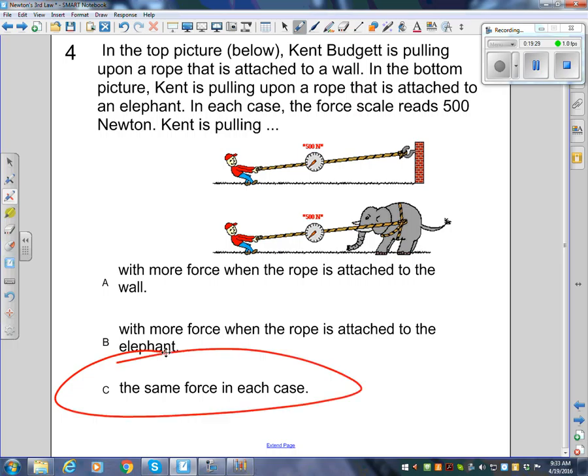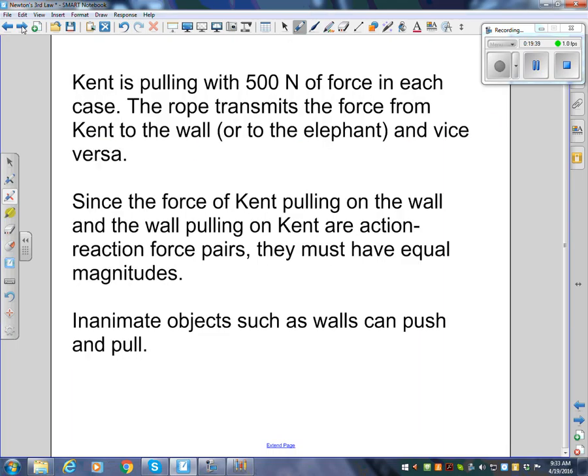The force scale reads 500. The same. Kent is pulling with 500 newtons of force in each case. The rope transmits the force from Kent to the wall or the elephant and vice versa. Since the force of Kent pulling on the wall and the wall pulling on Kent are action-reaction force pairs, they have equal magnitudes. Inanimate objects such as walls can push and pull. Do it all the time. Try running into that wall at full speed. You'll get a push.